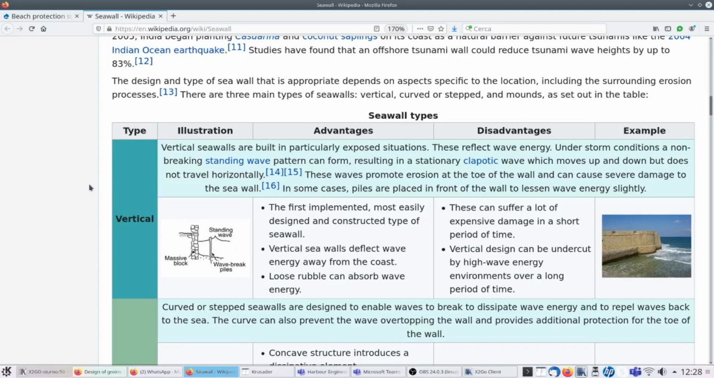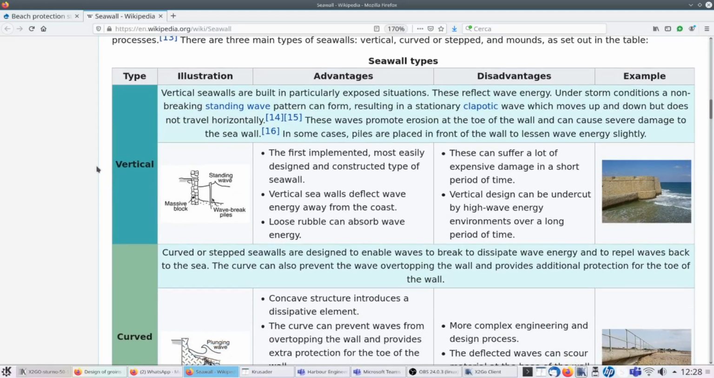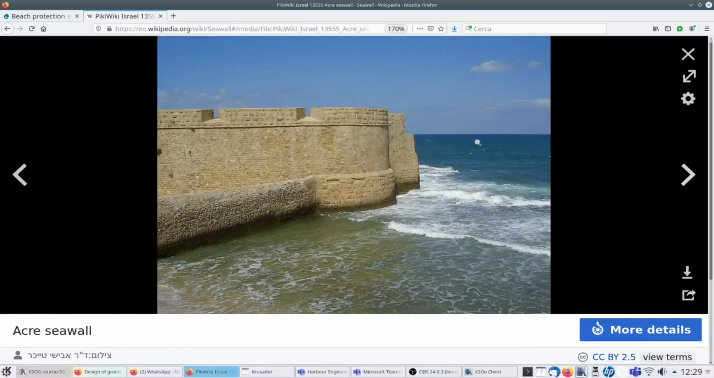And we can distinguish between vertical seawalls, and there is first an illustration that explains where they are particularly suggested, in which conditions. And then there are advantages and disadvantages. And there are examples with figures. So you can click on the figure here, and this is a vertical seawall. So I think it's really a nice table.